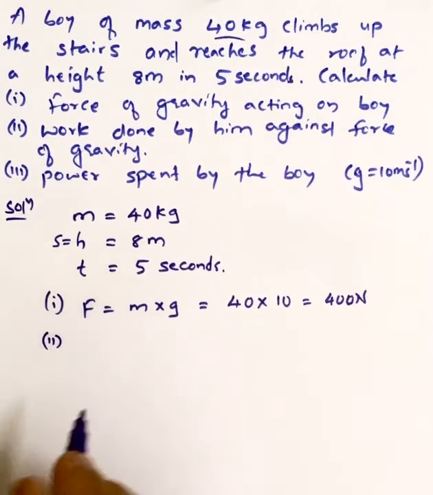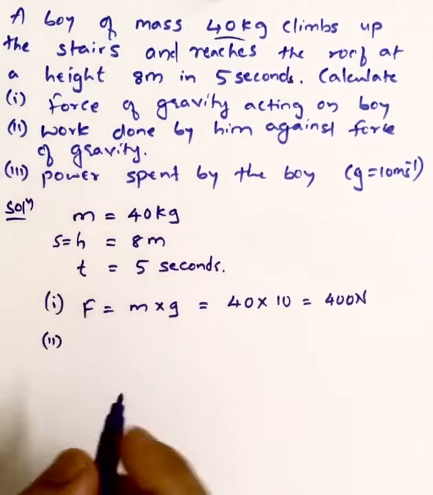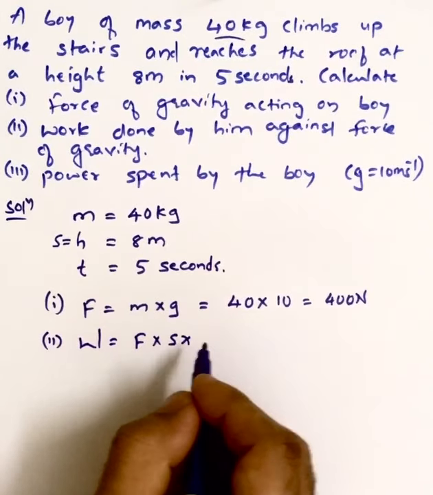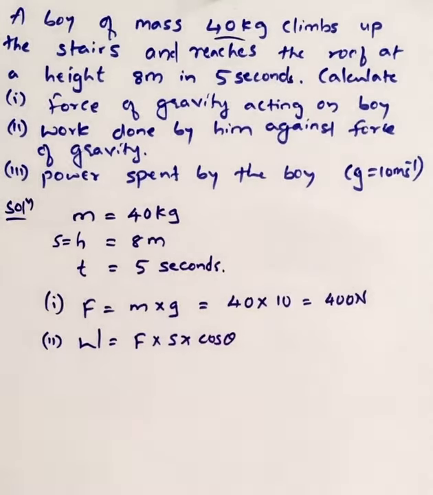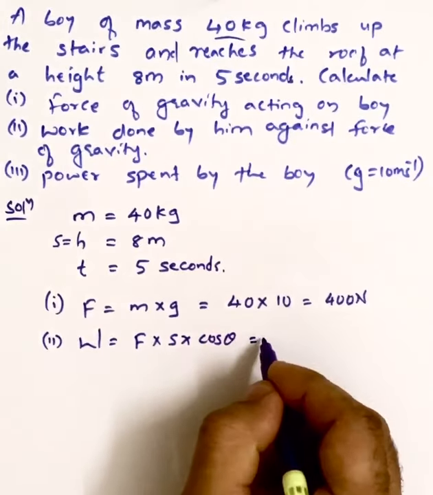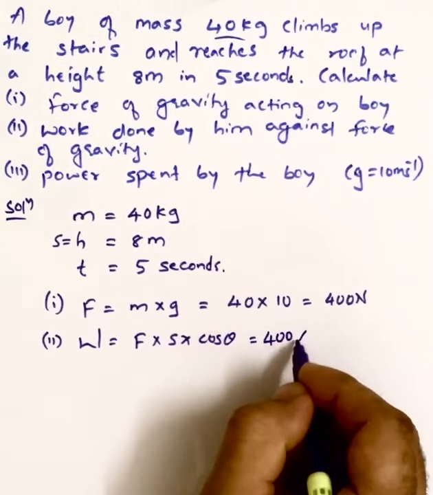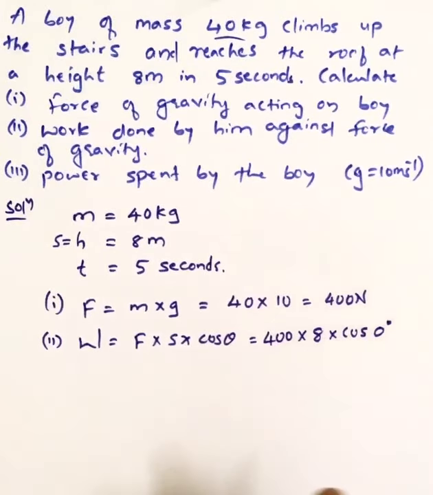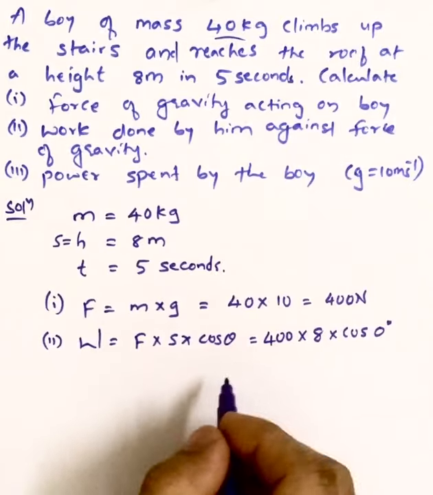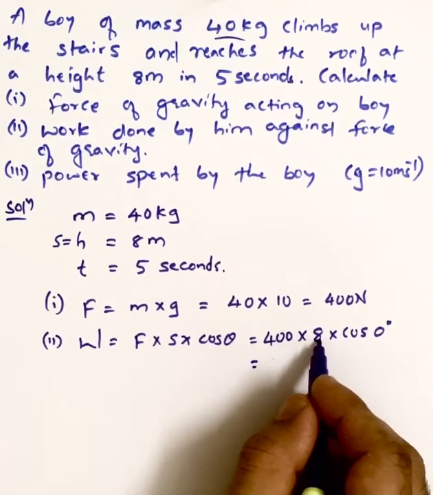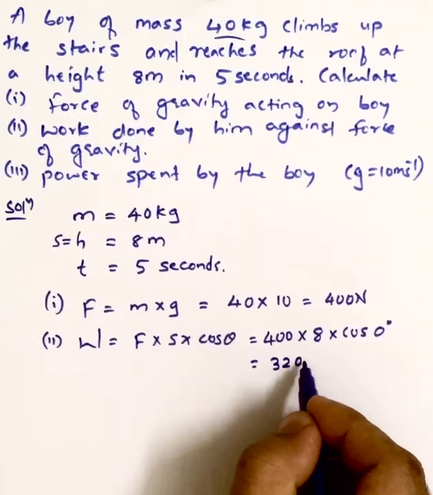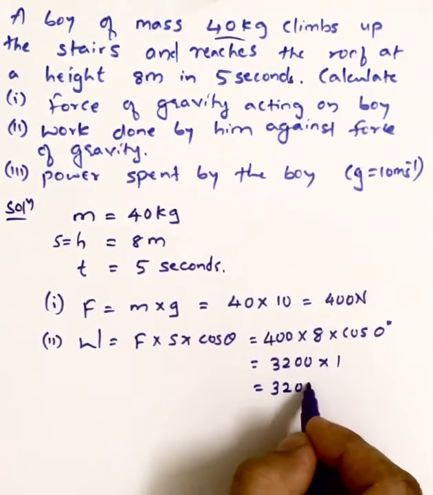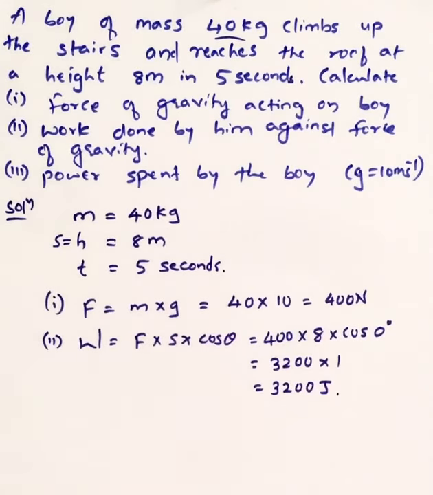Second one, work done by him against the force of gravity. So work done is equal to force into displacement into cos theta, correct? What is force? 400. What is displacement? 8 meters into cos 0 degree, because he is going against gravity. So that is 400 into 8, 3200, into cos 0, which is 1. So the answer is 3200 joules. This is work done.